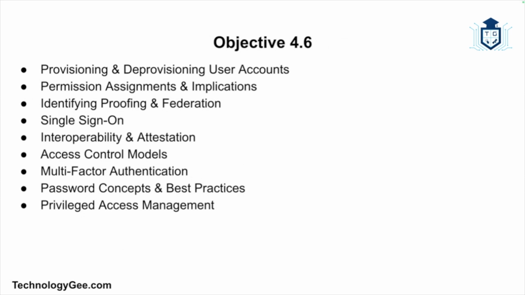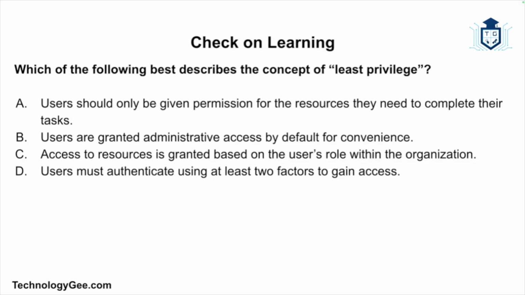All right, so in conclusion, we've just talked about identity and access management. So remember, identity and access management isn't just about keeping bad actors out. It's about ensuring the right people have the right access at the right time. From provisioning to access controls and multi-factor authentication, these tools and strategies form the foundation of a secure organization. Now, with all of that being said, let's do some check on learning.